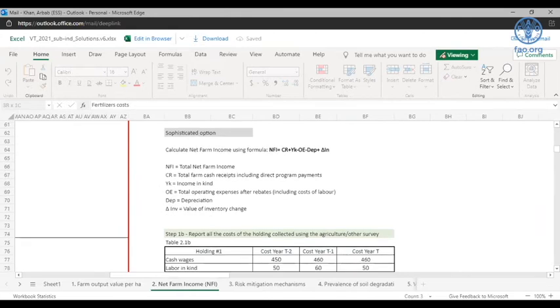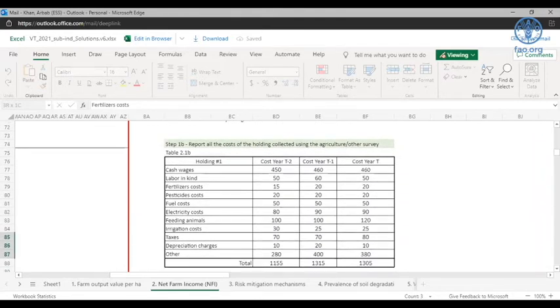I'm focusing first on the sophisticated approach because the simplified approach is very straightforward and easy. So just one question and you can classify the agriculture holding as green, yellow, and red. For the sophisticated approach, we need more data in terms of production every year, its quantities and prices, as well as information on the cost of inputs every year for 3 years. So as you can imagine, this is more data demanding.